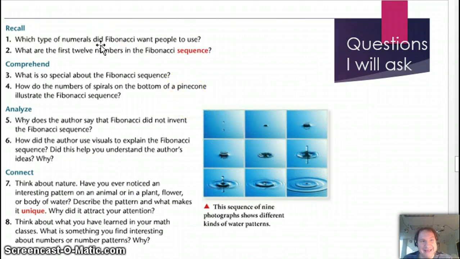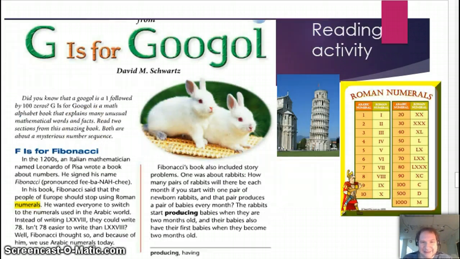I put these right at the beginning because I'm a big believer that you do need to know these. So what kind of numerals do you want people to use? First 12 numbers of the Fibonacci sequence. What's so special about it? How does a pine cone illustrate the principle? Let's begin our story. G is for Google.